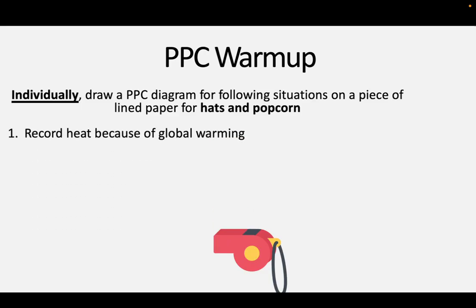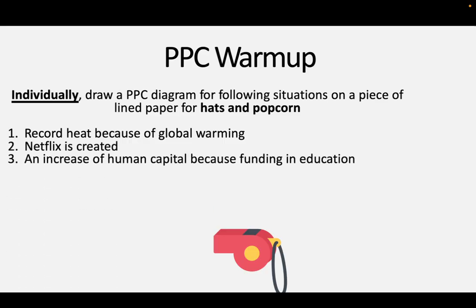So for the lined piece of paper, for the PPCs, you're going to have hats on one axis and popcorn on another. Here are the three PPCs right here. Number one is there's a record heat because of global warming. Number two is Netflix is created. And number three is there's an increase of human capital because of increased funding for education. For each one of these PPCs, you're going to either draw a movement on the line or a shift. It could be parallel or non-parallel.